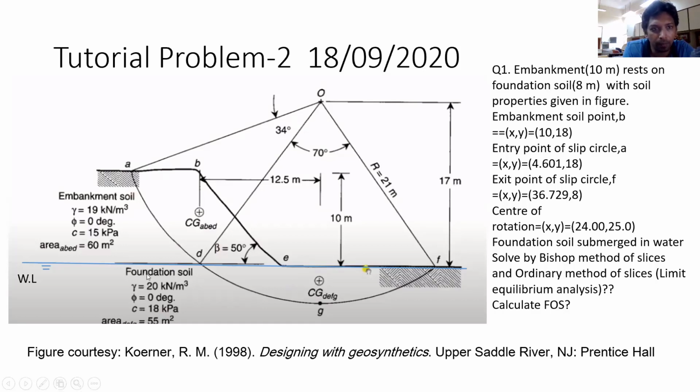The difference between tutorial problem 1 and problem 2 is that we have just inserted a water table, and we want to see how it affects the factor of safety. So we will solve it by the Bishop method of slices with the GeoSlope software. Now we are going to open it. The interface is open, so we are just entering into the GeoSlope software.